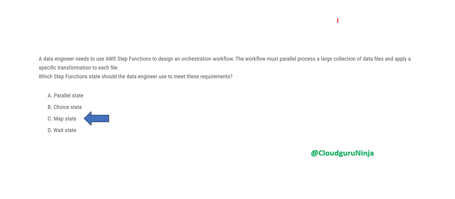So map state is our answer. Okay. This is what we have to use. The question is not telling us to introduce a delay, so we'll not use wait. The question is not saying there is a choice to be made, and parallel state is just addressing the parallelism, but it does not talk much about large collection of data file processing. So that is why map state is our perfect answer, option C.